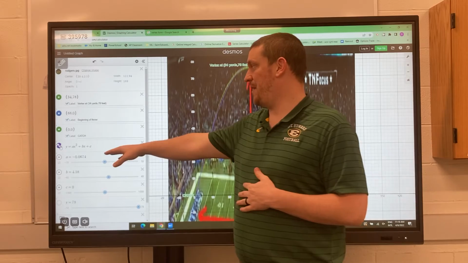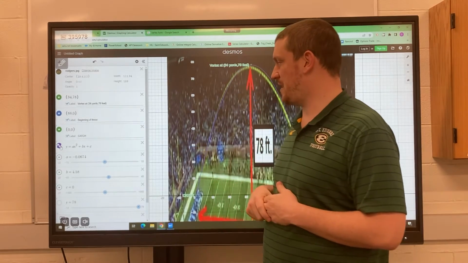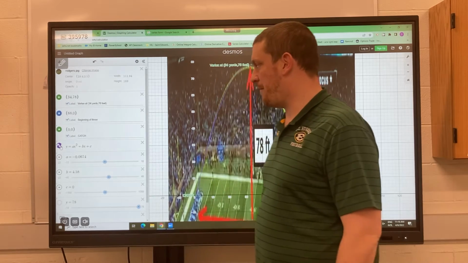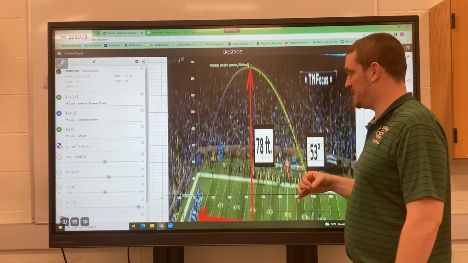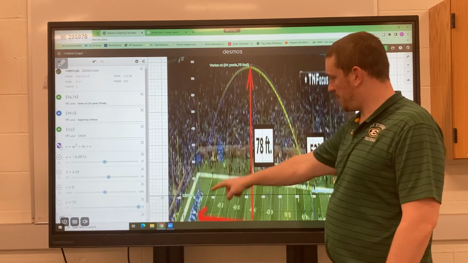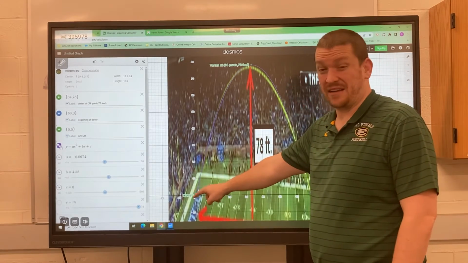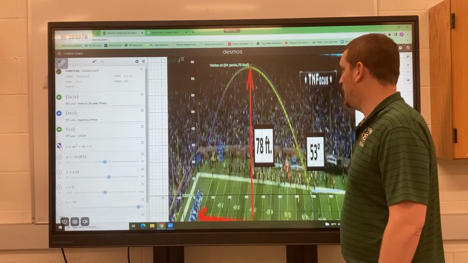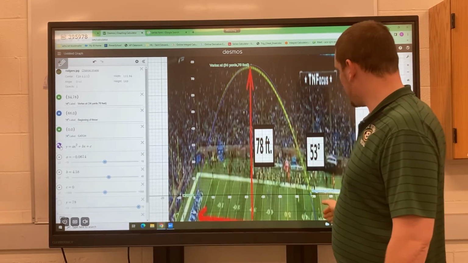And I got my A value to be negative 0.0674, so you can type in numbers to get it a little bit closer. And my B value, I got 4.58, and my C value is 0, because I didn't have to move it up or down from the y-intercept at all, because I kept my y-intercept at 0. So if you want to do that, it makes it a little bit easier for you. And so then I got this parabola that looks like what he traveled.